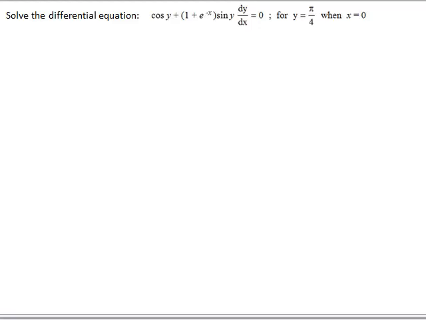I'm going to show you how to solve this differential equation by separating the variables. Notice that there is extra information given here, which tells me that I'm supposed to find a particular solution. So before I can separate the variables, I will have to move cosine y to the right first.